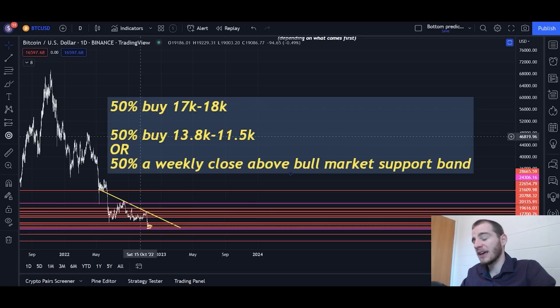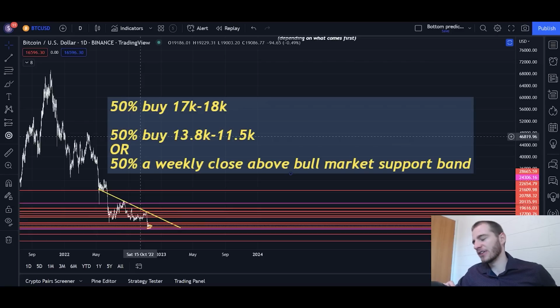We will buy another 50% at 13.8K to 11.5K, or a weekly candle close above the bull market support band. And you might be thinking, well, Wolf, if you're relatively confident that this might be the bottom, why would you wait for a lower price to buy in? Because we already bought at 17K, so buying at 16K is a waste of time. I'd rather wait for an actual lower price or an actual recovery, because otherwise we're just buying 100% in the same price region, which is not much of a buying plan, is it? That's just one large spot buy, which seems illogical to me.